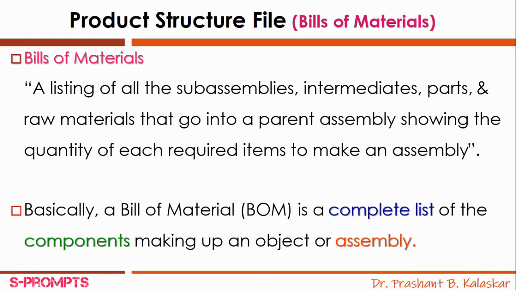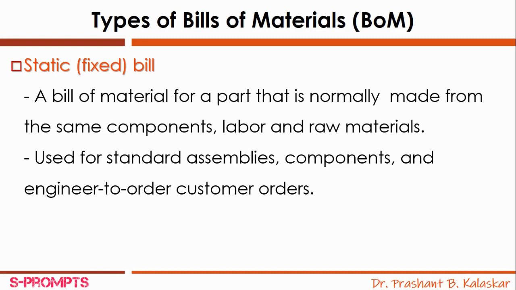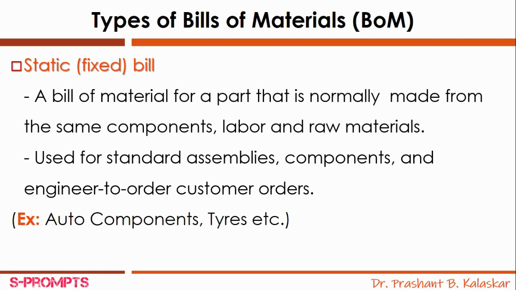There are two types of bill of material. One is called a static bill and the other is called a dynamic bill of material. Let us understand what is static bill of material. A static bill is a bill of material for a part or product that is normally made from the same components, labor and raw materials every time. Such static bill of material is used for standard products, assemblies, components and engineer-to-order customer orders. For example, auto components, tires, etc.